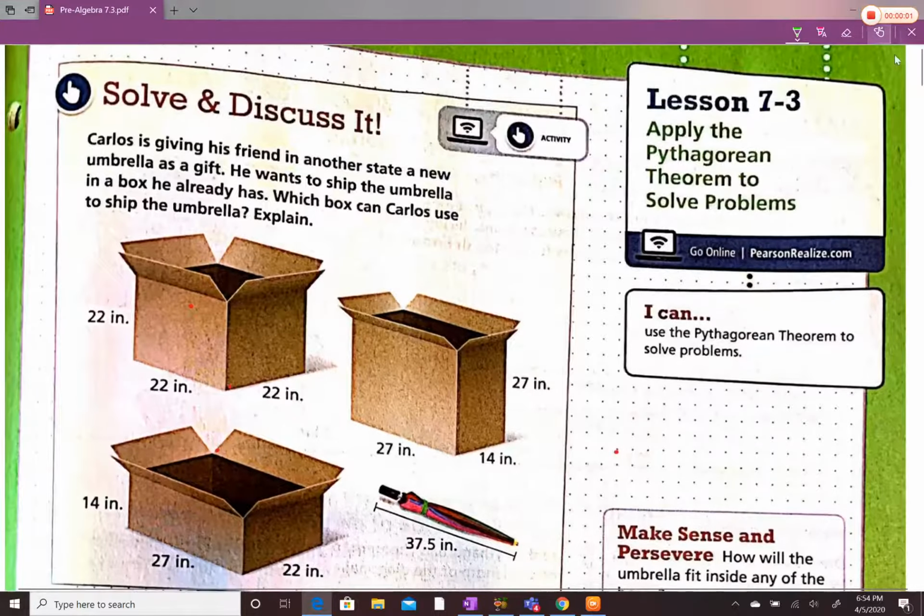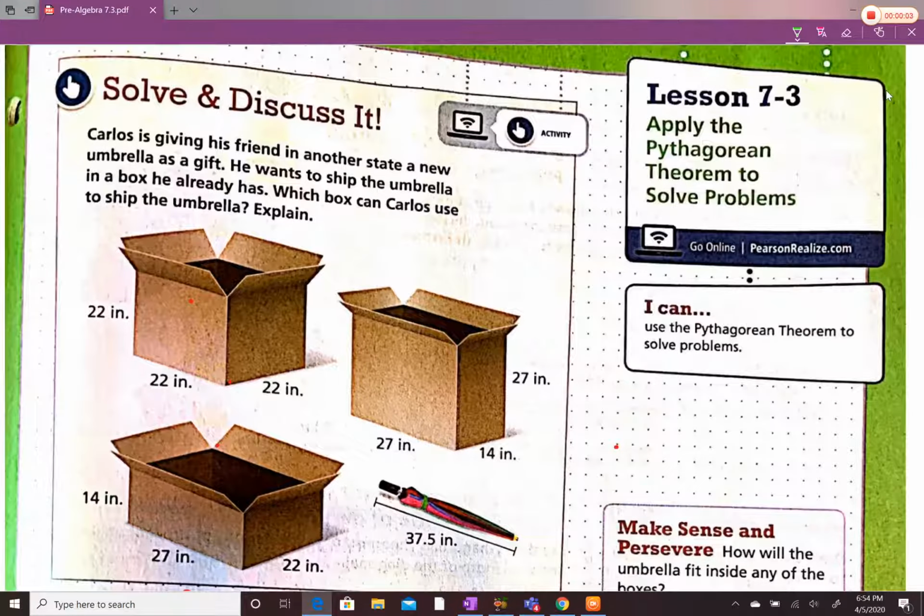Okay guys, good morning. We are going to do 7.3, apply the Pythagorean theorem to solve problems. So we are going to see our first question, and as I told you previously, we are going to discuss the 3D figure and inside diagonal.